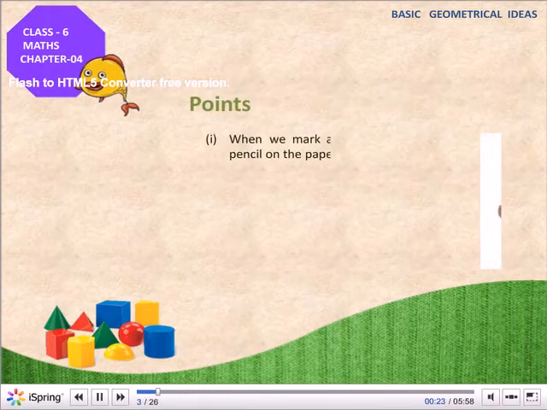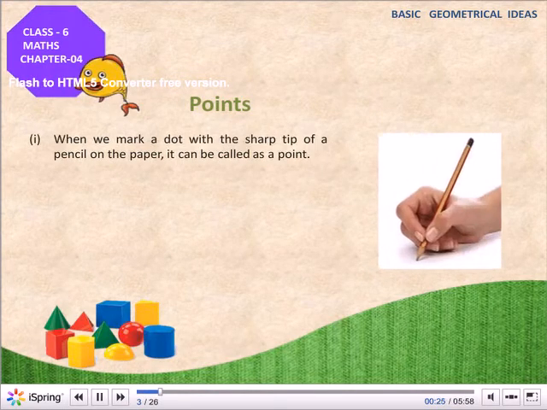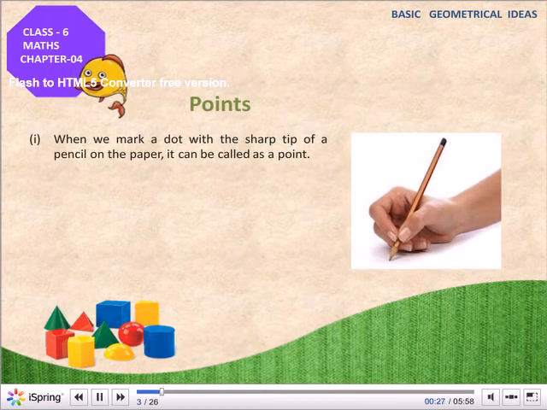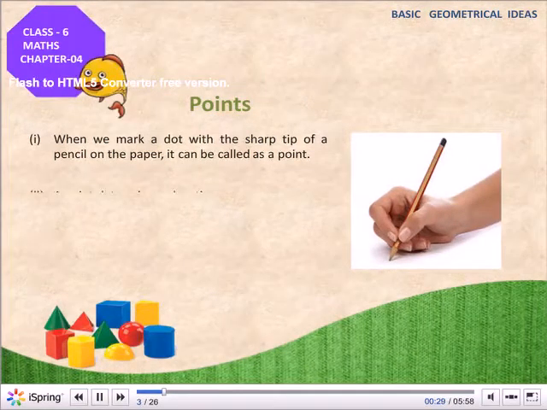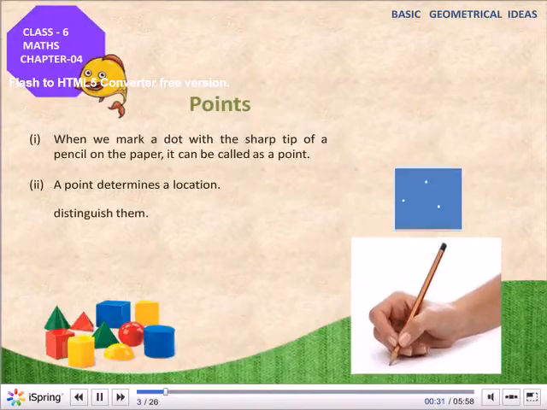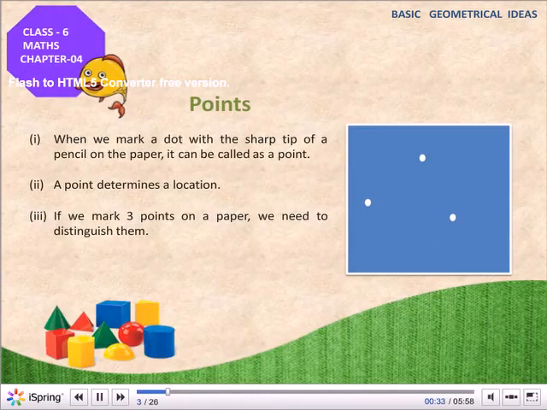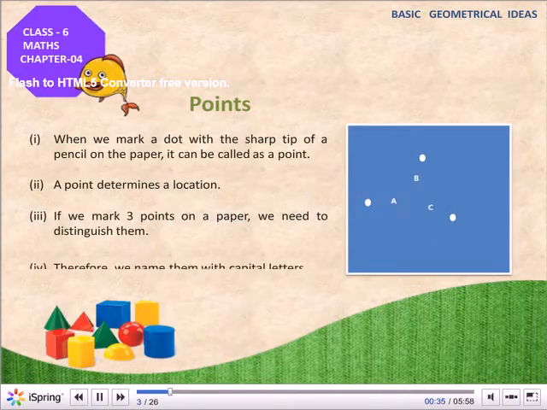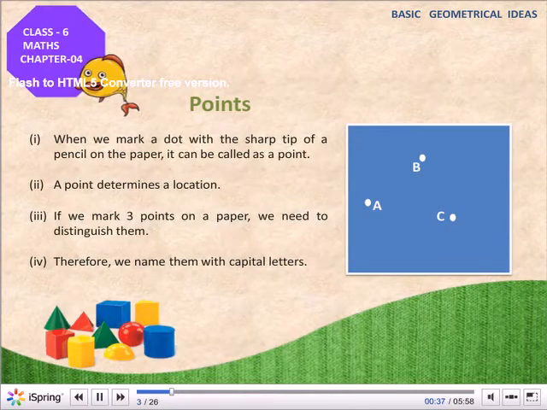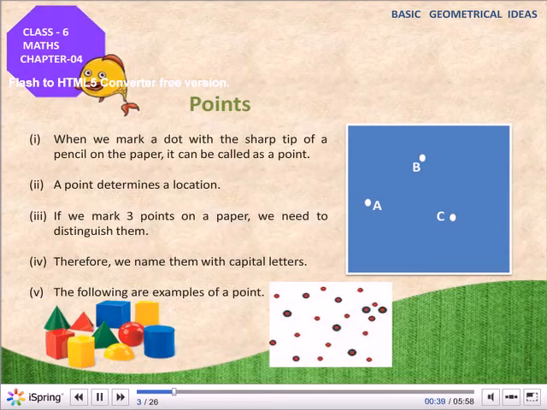Points. When we mark a dot with the sharp tip of a pencil on the paper, it can be called a point. A point determines a location. If we mark three points on a paper, we need to distinguish them. Therefore, we name them with capital letters. The following are examples of the point.